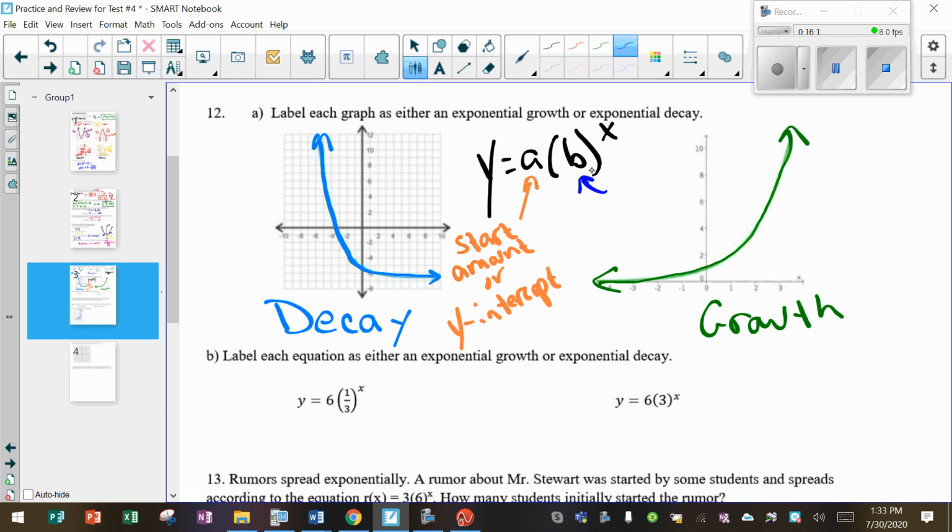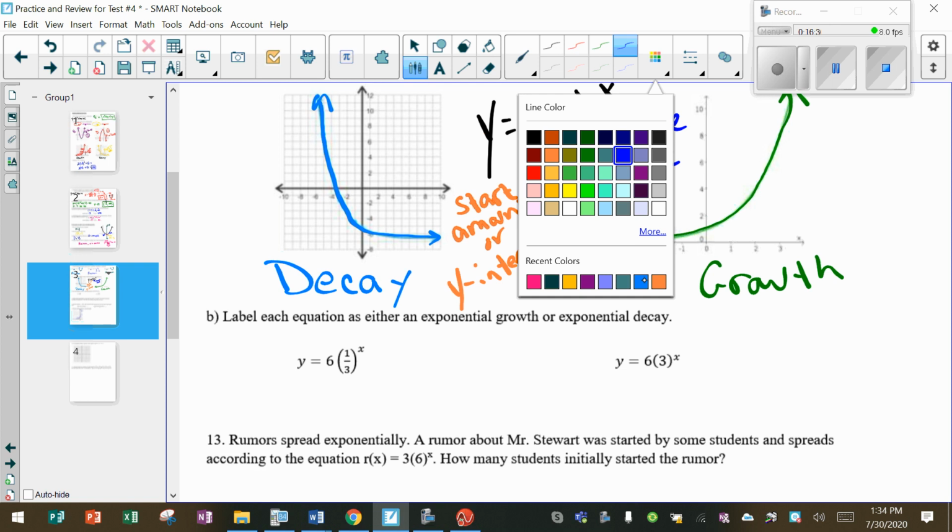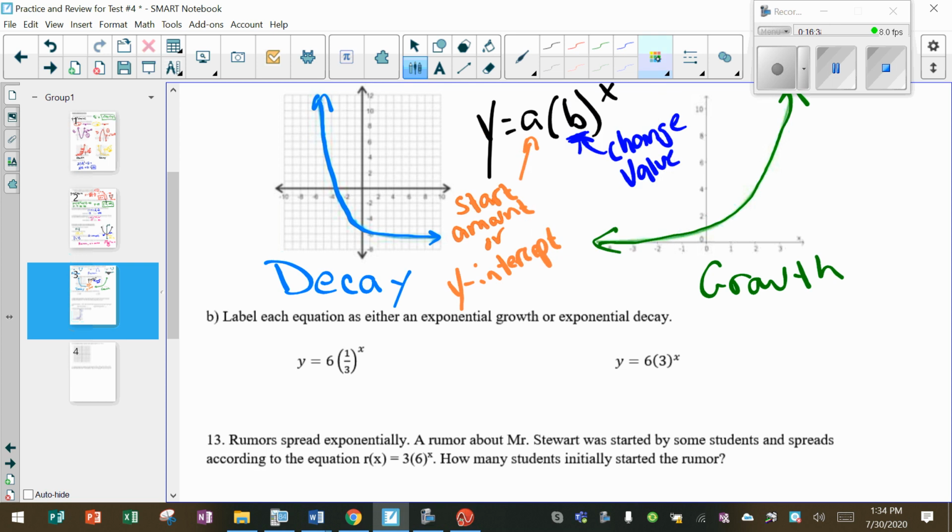The b is the change value, or the number that's used to multiply from one point to the next point. It's the pattern. This number tells you the pattern of how the y values change. All right? So, building off of that decay and growth, which one of these equations is a decay?